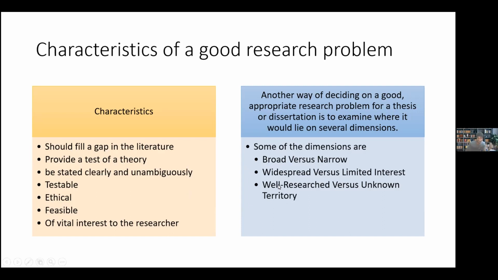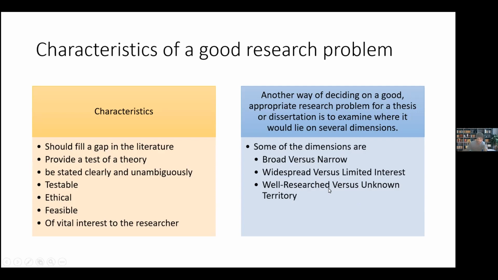It should be widespread, so that we have a lot of audience for it. If you do research that is of very limited interest, you may have a hard time getting it published. There may not be many journals willing to publish it. But if it is too widespread, people would say this is the same thing that is tested over and over. Why would I want to publish it? So it should again be somewhere in between.